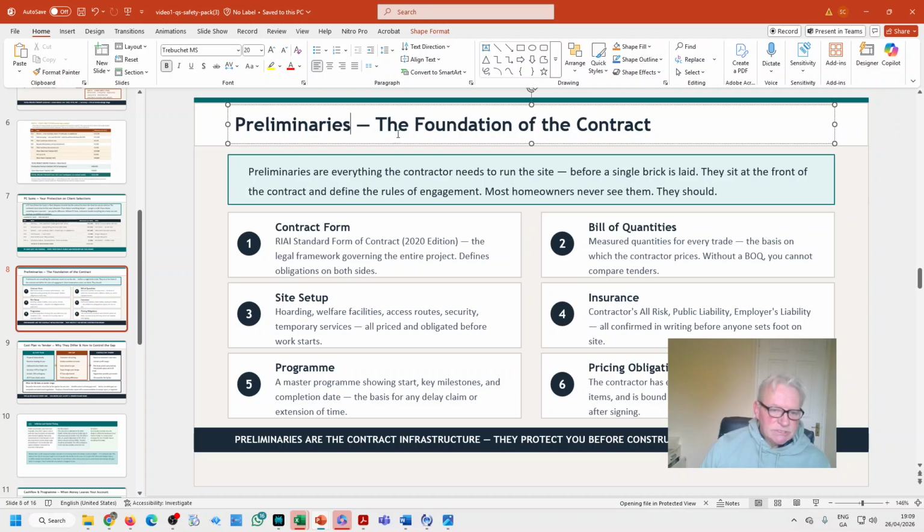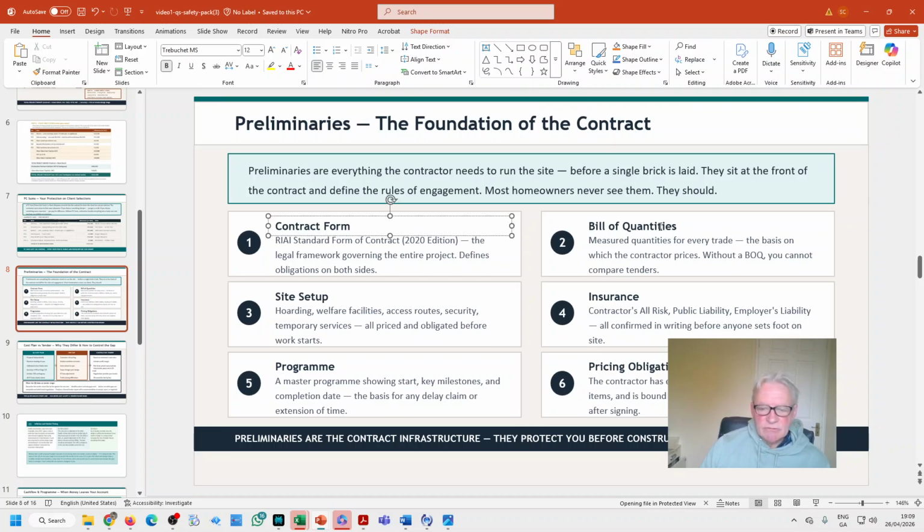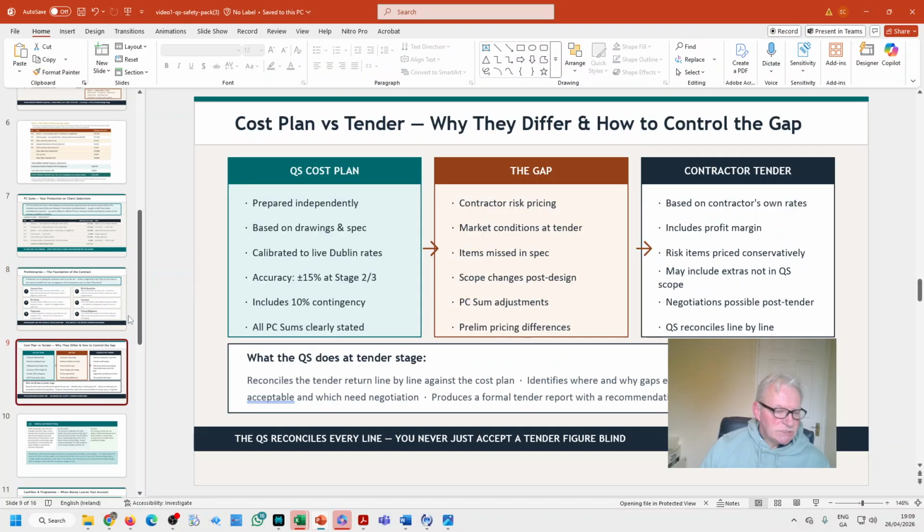So these are all of the elements here, and these are preliminaries. Then basis of the contract is the actual contract itself: bill of quantities, site setup, insurance, the program, and then pricing obligations. This is of vital importance. Why does the cost plan differ from the tender?